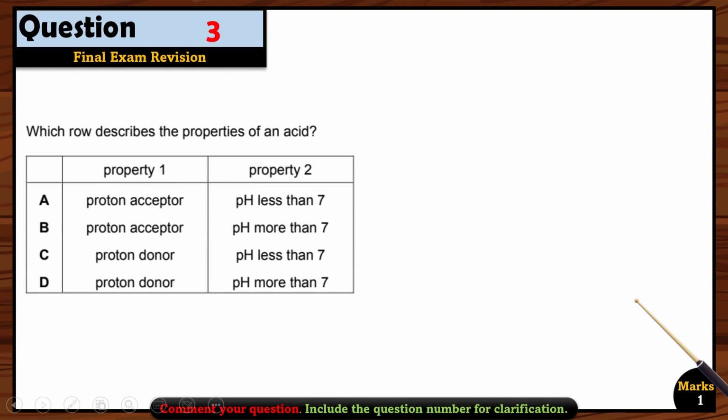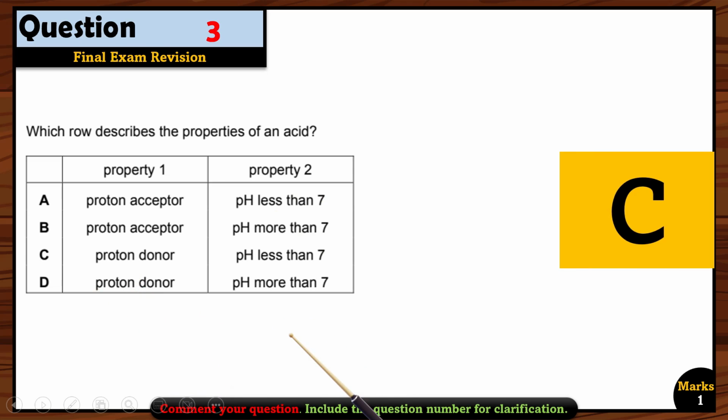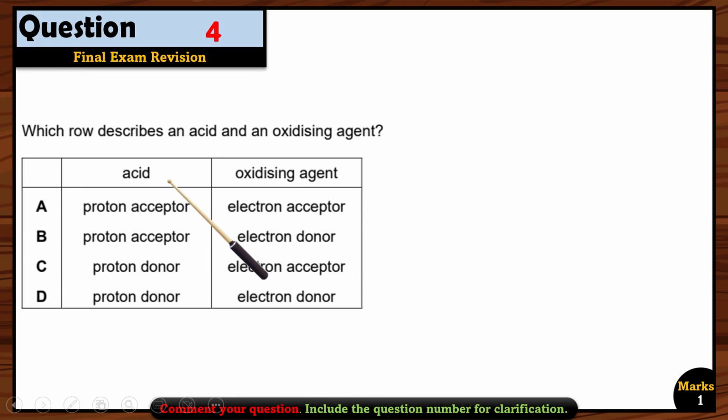Let's see question 3. Which row describes the properties of an acid? So acids are always proton donors. We have already covered this in the definitions, and their pH is always less than 7. So which option is right? Option C. Question 4. Which row describes an acid and an oxidizing agent? An acid, again, we already know is a proton donor. Hydrogen ions will be donated by the acid. So proton donor, option C or D can be right.